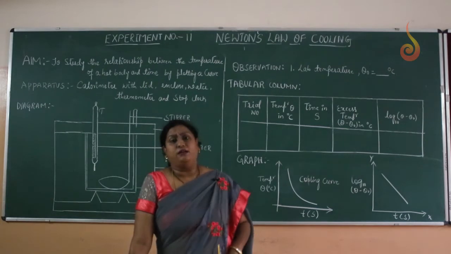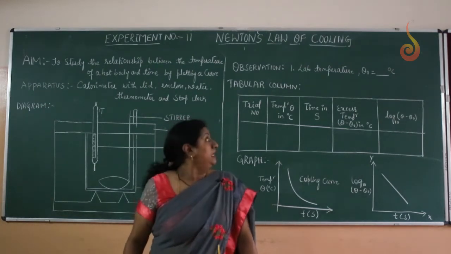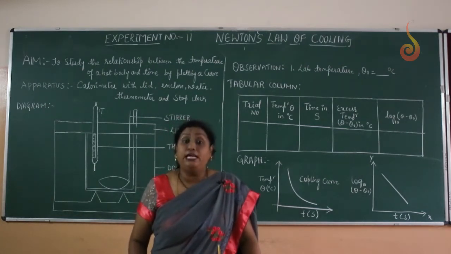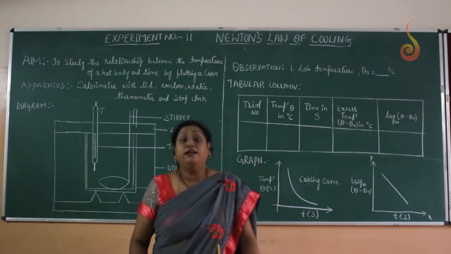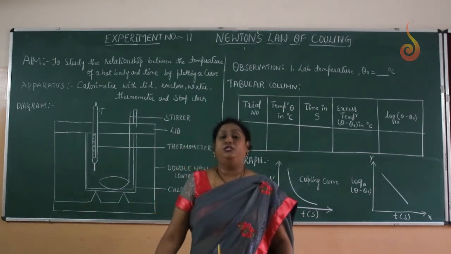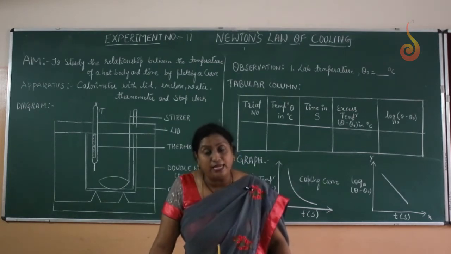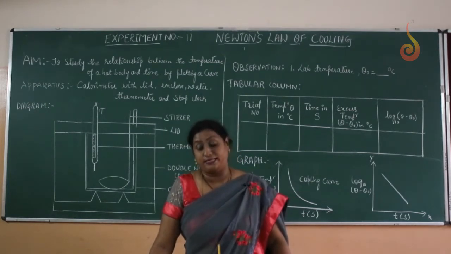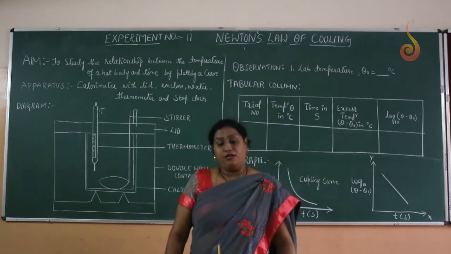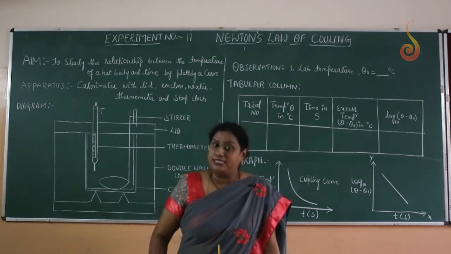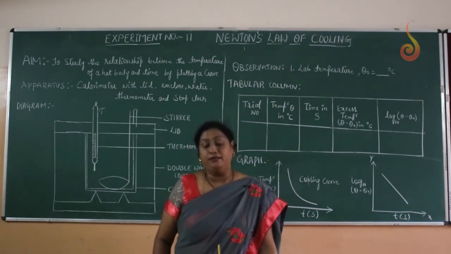And the statement is: the rate at which a body loses its heat is directly proportional to the difference in temperature between the hot body and its surroundings. Okay, I'll give a very simple example to understand this statement.